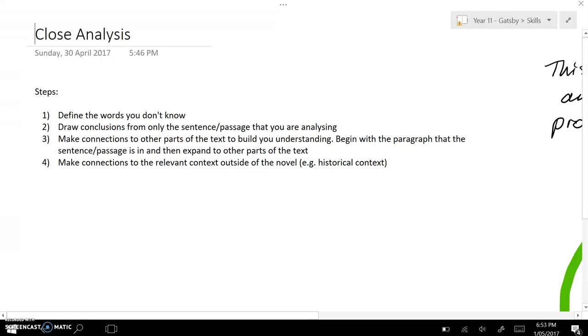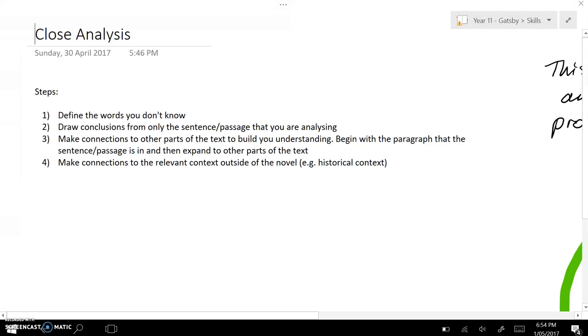So the first step is to define the words you don't know, and that's simply because you need to be able to comprehend the text that you're trying to analyze. So defining the words, understanding what they mean, just helps you to understand on a surface level, on a literal level, what the text is trying to tell you. So that's the first step.